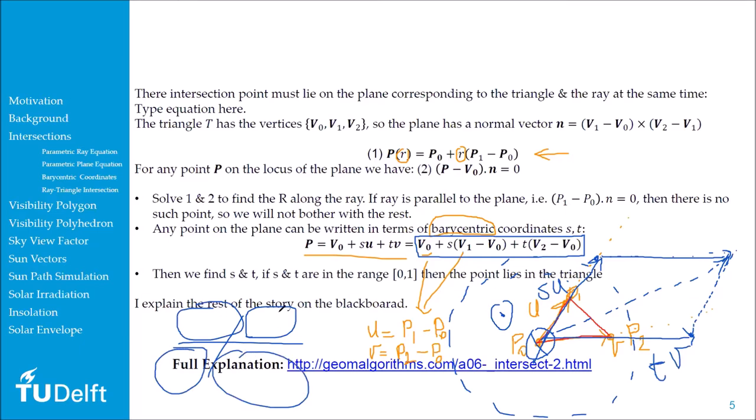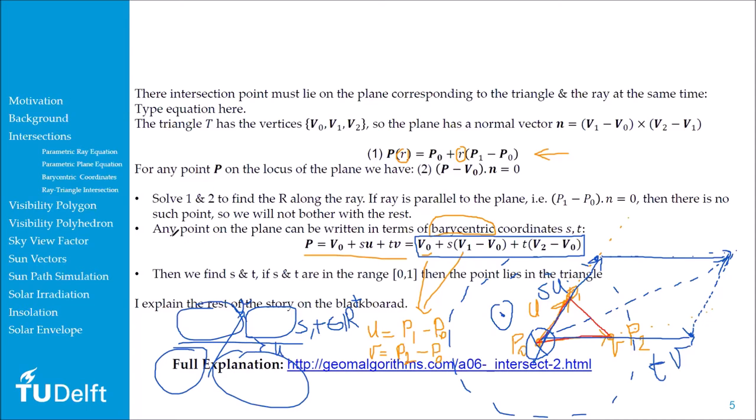So this is called quadrant one. So with S and T positive, I will be here. Right? If one of them is negative, then you will see what happens. If this is U and this is V, then you know the rest of the story.